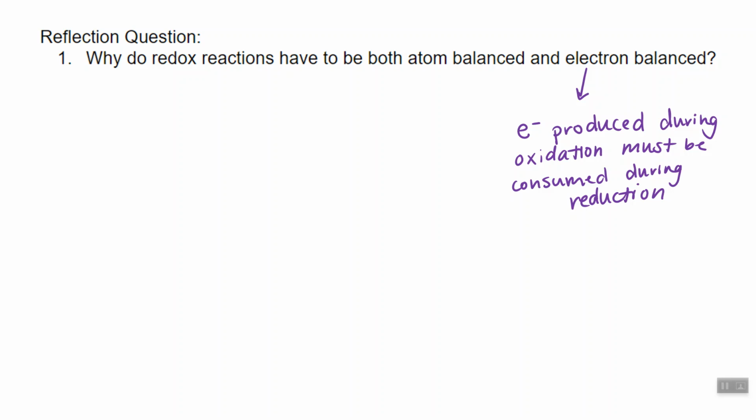And then atom balanced, of course, we have the law of conservation of mass. The atoms we start with are the same as the atoms we end with. We've just rearranged them into something different.